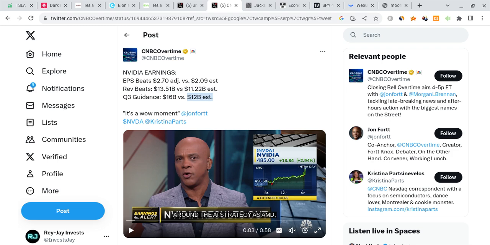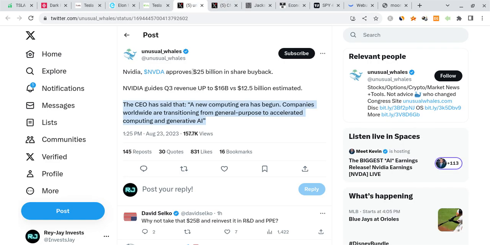Their CFO said that there's very high demand continuing. So did the CEO. It's just like what John Ford said. It's a wow moment. Very, very impressive stuff from Nvidia. There's also a $25 billion share buyback that was approved. Once again, bullish news. And their EPS, their revenue beat, and they're once again giving us very strong Q3 guidance. $16 billion is what we're expecting for revenue for the next quarter. Jensen, the CEO, came out and he said, a new computing era has begun. Companies worldwide are transitioning from general purpose to accelerated computing and generative AI, which is once again very, very bullish. Very excited about what Nvidia is trying to do, and we're continuing to see them beat over and over again.